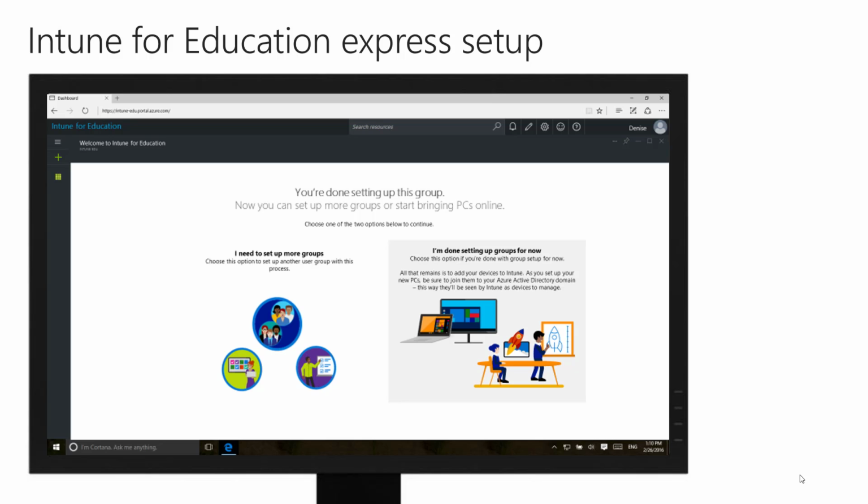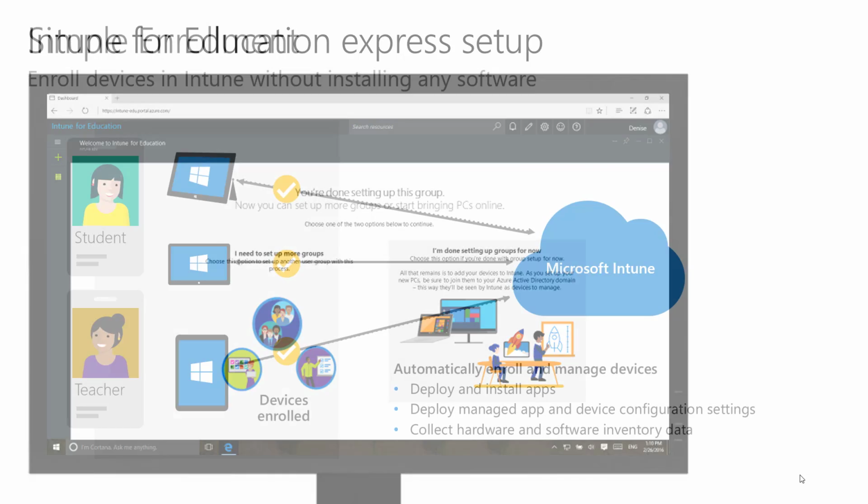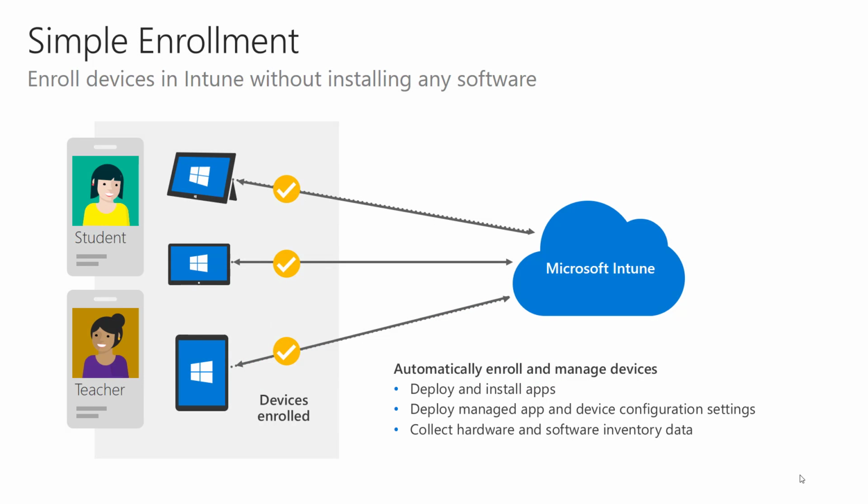So from there, it's pretty easy. We can either say I'm done, or if we've got more groups that we need to start configuring, then we can create more groups from there. So once we've gone through and we've created those groups, what do we do next?